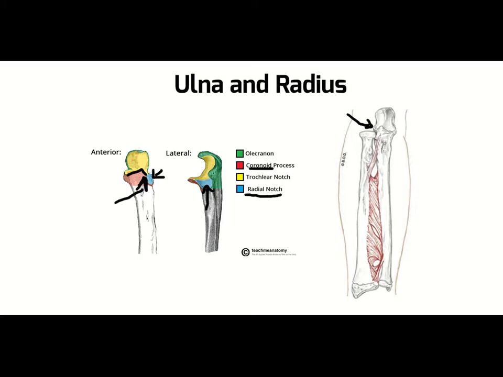When we look just at the radius, we have a couple key regions of the radius. So we have the head, and then we have the neck, which is just the area just below the head, kind of where it gets a little bit thinner from here to here. And then just below that, we have our radial tuberosity. Looking over at the ulna, we have that radial notch that we saw where the radius fits into the ulna.